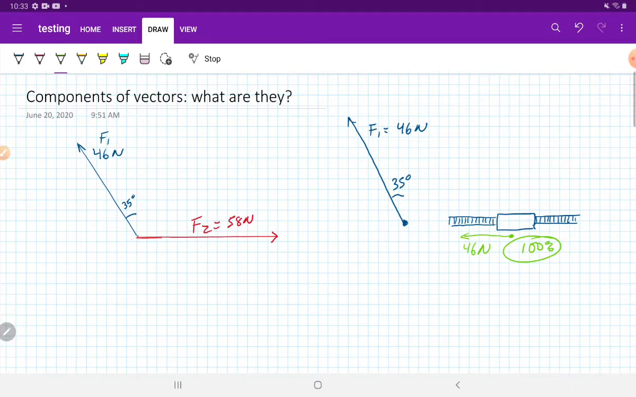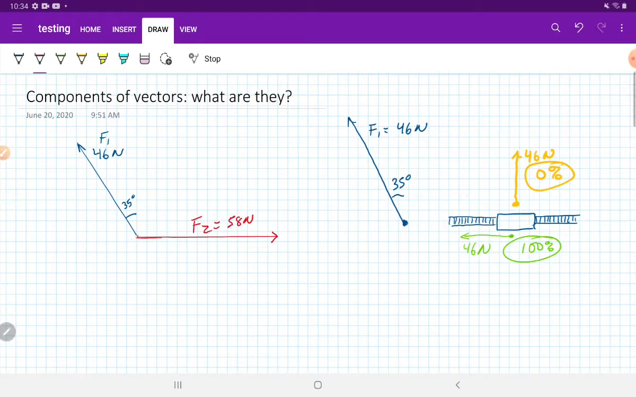Let's look at a different example, okay? Let's say I decide to push it perfectly upwards with 46 newtons. And I ask you, what percentage of my force is helping it move in the X direction? And you would look at me with a funny face and say, well, it's kind of pointless to push it up and down when it can only move sideways. So actually 0% of your force is helping it move, right?